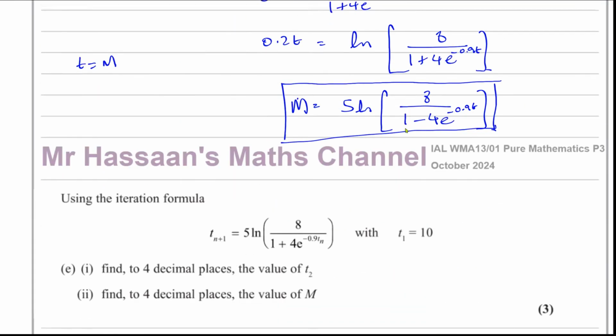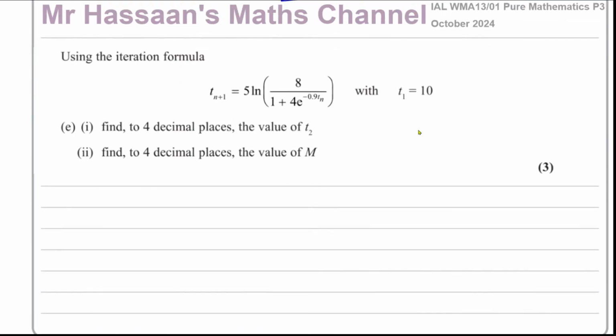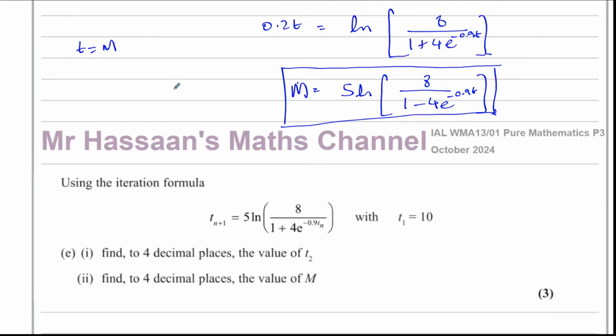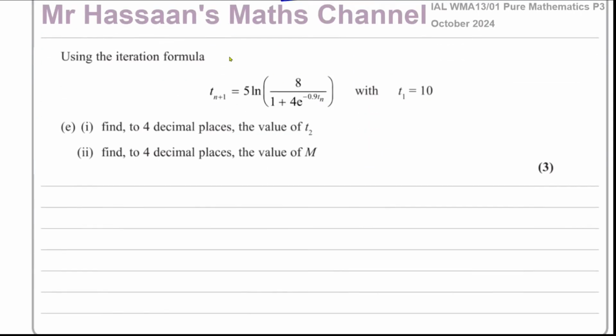It's a long question. Now part E is using iteration. It says use the iteration formula to find the value of T2 and then to find the value of M. T1 equals 10. So M is basically the value of T when this happens. So I have to just use the iteration formula to show what T2 is, and then keep on doing the same iteration, and that will give me the value of M. We'll get closer and closer to it as I keep going. This helps us to home in on the actual solution, getting more and more accurate each time as we go along. So we start off with the initial value of T as 10.